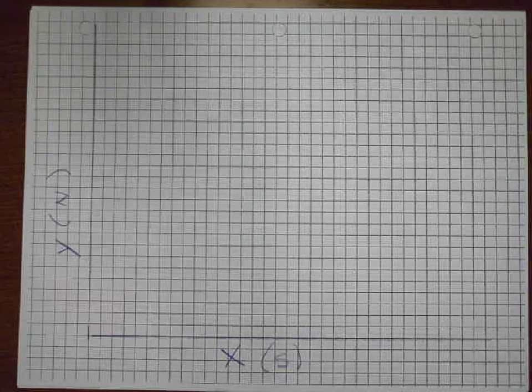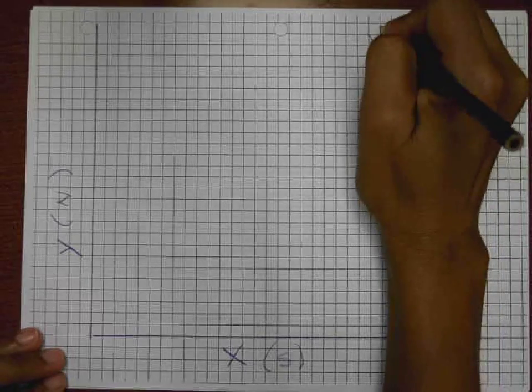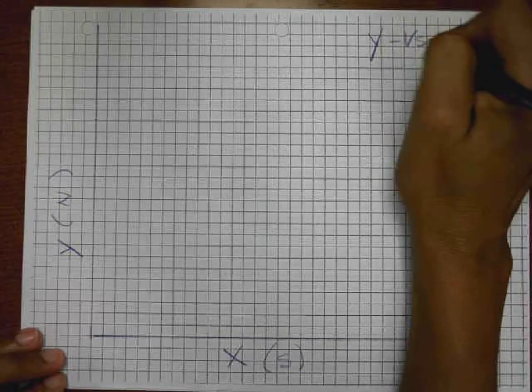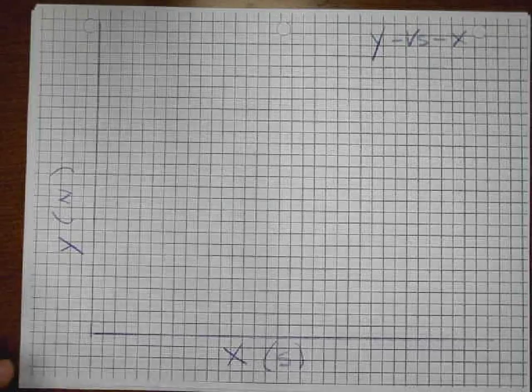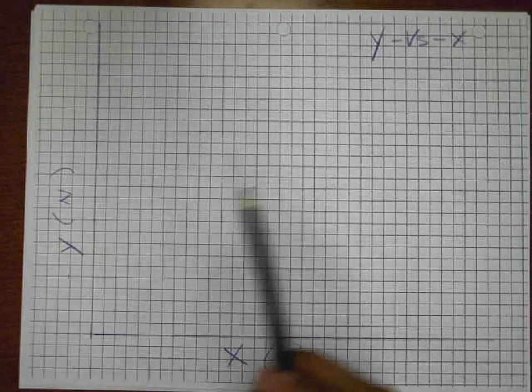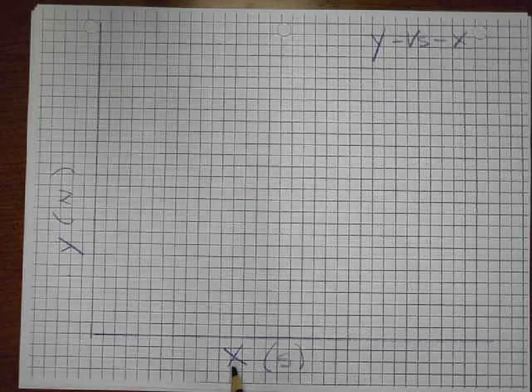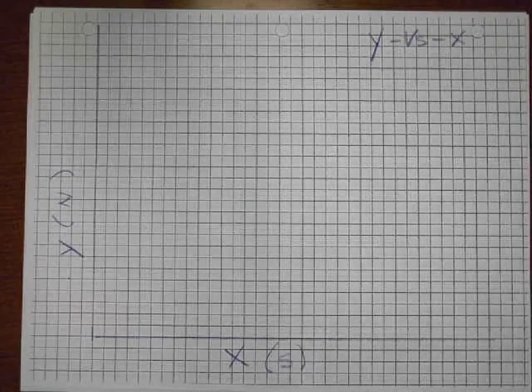Your graph always needs to have a title, and the title of the graph is always the y-axis versus the x-axis. So y versus x, and of course whatever is on that y-axis would go there, and whatever variable is on the x-axis would go there. And so that's how you get the title of your graph.